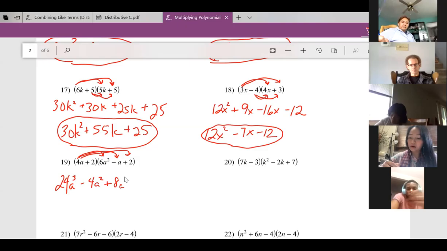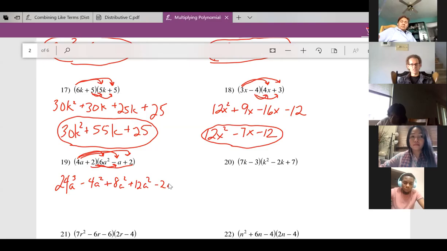Okay, and I'm going to look to the next number. I have 2 times 6a squared, and that's going to be 12a squared. I'm going to say plus 12a squared. I have 2 times negative 1a is negative 2a. And then my last one is simply 2 times 2, and that's 4.